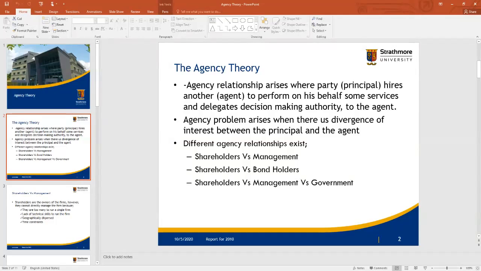Now, if you take the example of shareholders versus the management, who is the principal and who is the agent? I know it's a pretty obvious question, but who is the principal and who is the agent in this case?